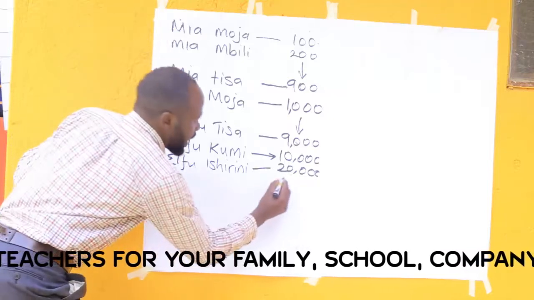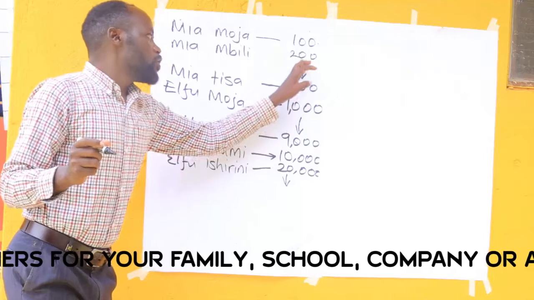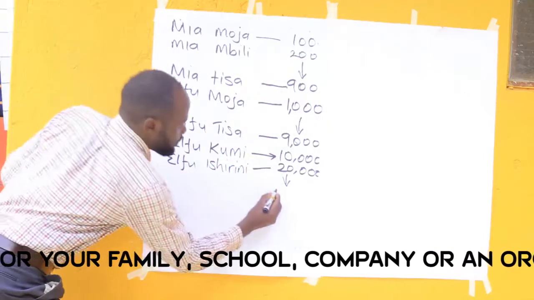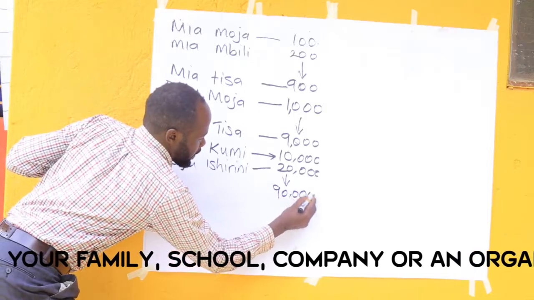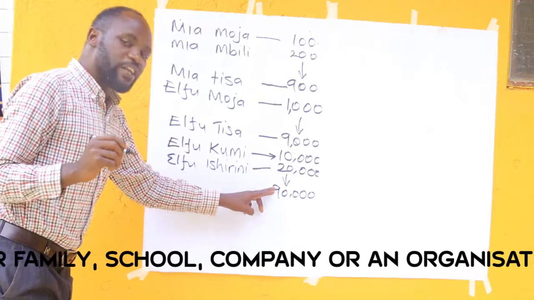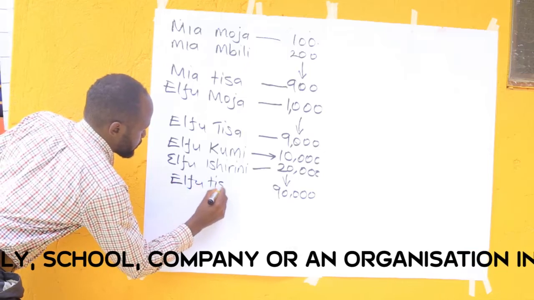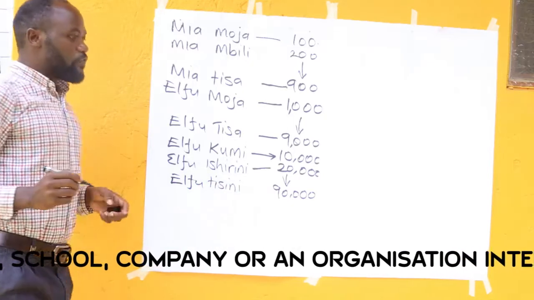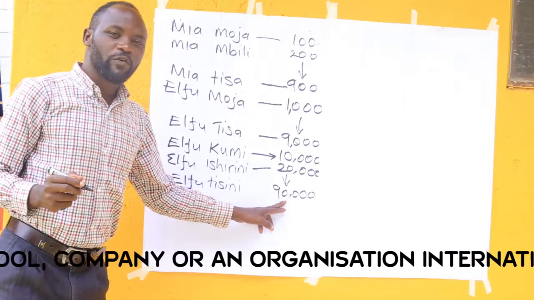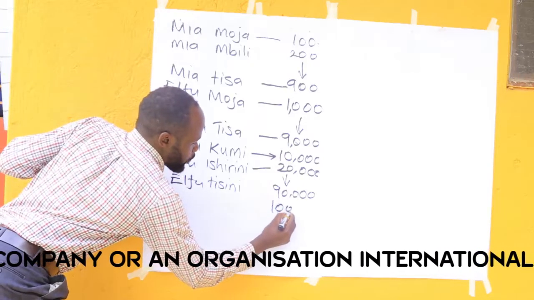Then if we have 90, make sure in your notebook, you do all this work. You note the figures that are missing there and you write them in words. Then if we have 90, how do we call 90? 90 we call it tisini. So this is elfu tisini. So from elfu tisini, we shall have 100,000. So that is a figure with 5 zeros.